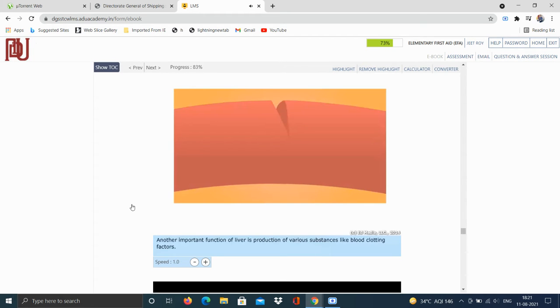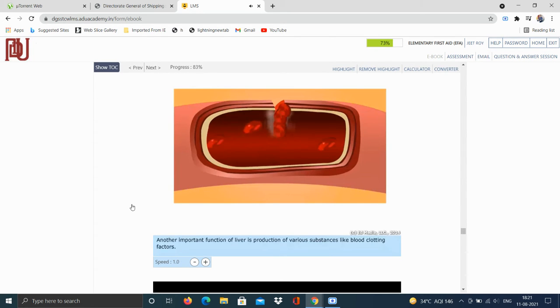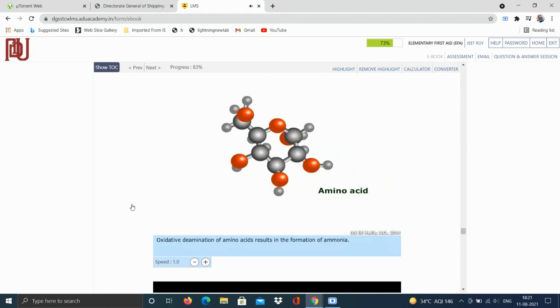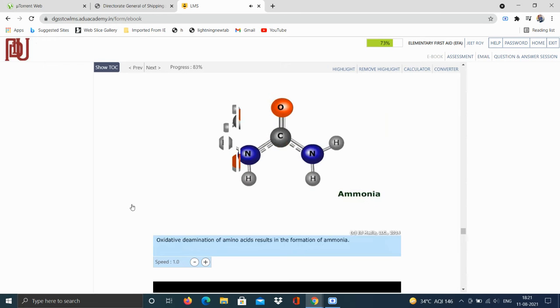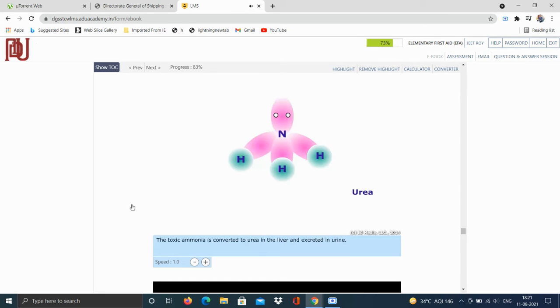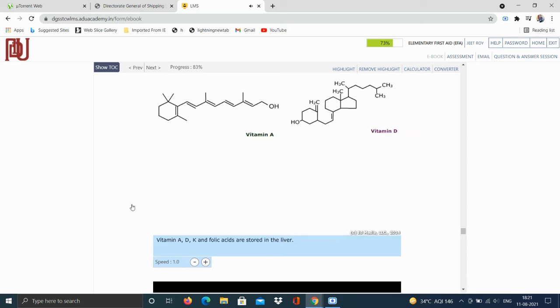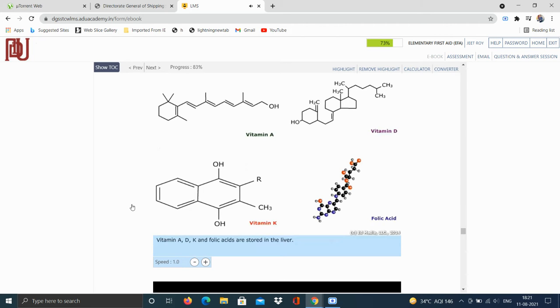Another important function of the liver is production of various substances like blood clotting factors. Oxidative deamination of amino acids results in the formation of ammonia. The toxic ammonia is converted to urea in the liver and excreted in urine. Vitamins A, D, K, and folic acid are stored in the liver.